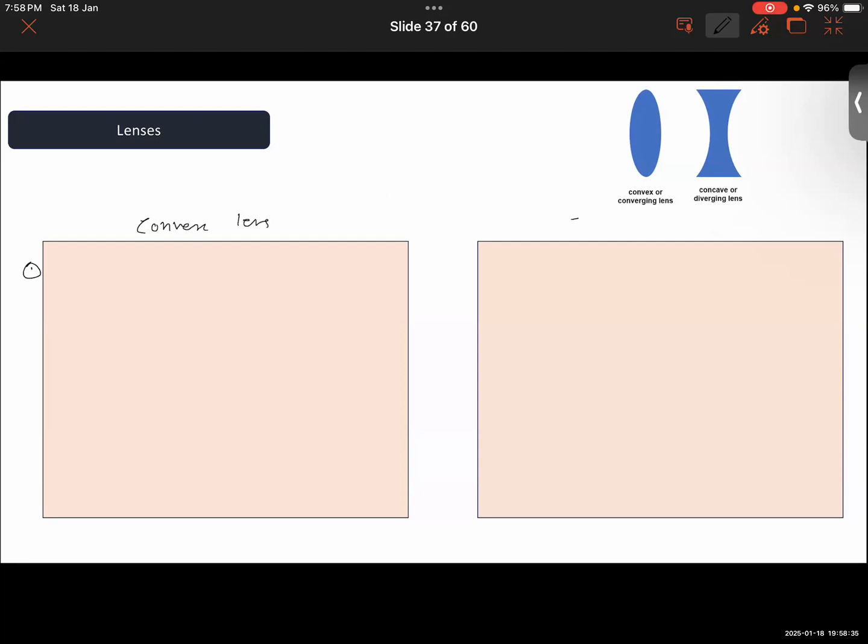Continue, Razan. No, no, it's lens. It's lens.